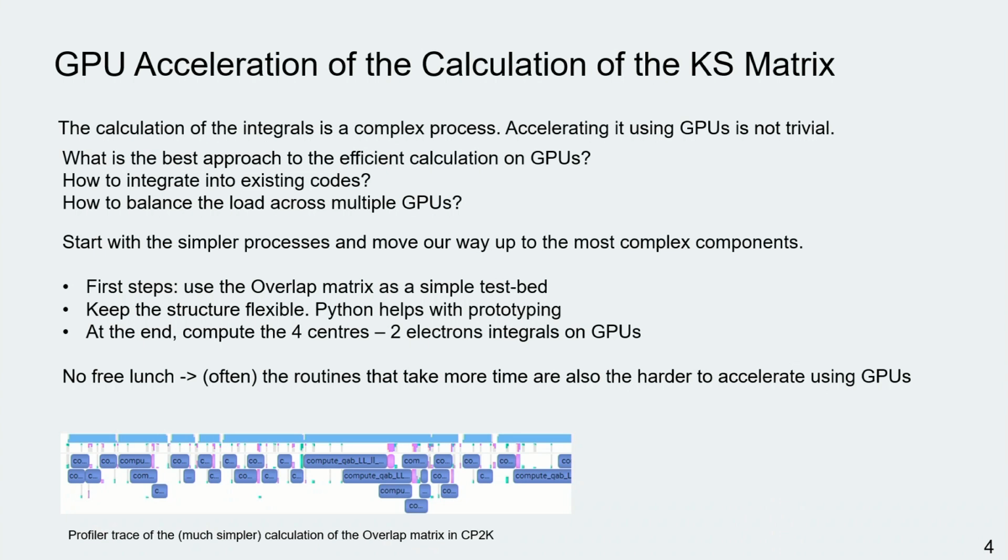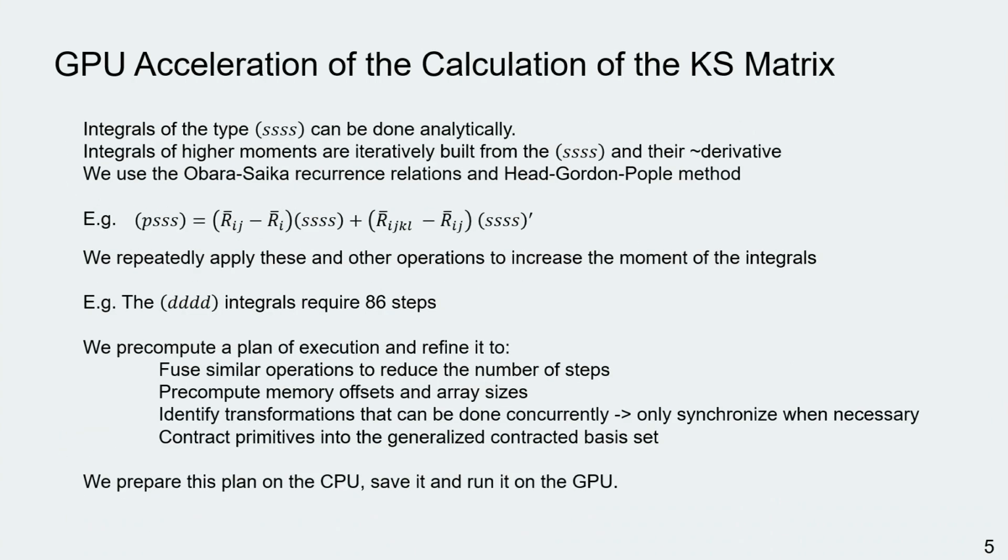It's much simpler to transform Python code than it is to transform any C or CUDA code. And then, of course, we move our way up to the four-center electron integrals running on multiple GPUs. And then, yeah, no free lunch. The routines that take more time are also the harder to accelerate using GPUs, but we knew that from the beginning. Now, the actual calculation of the integrals.